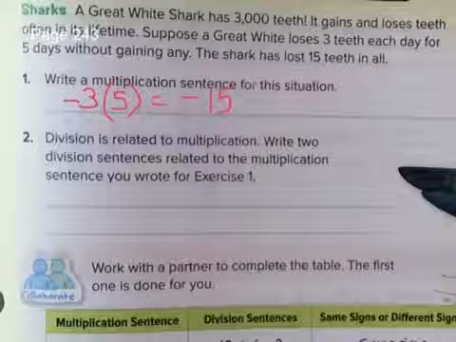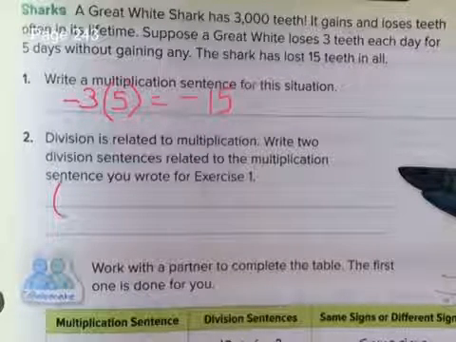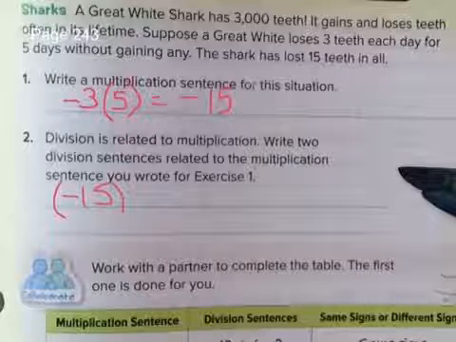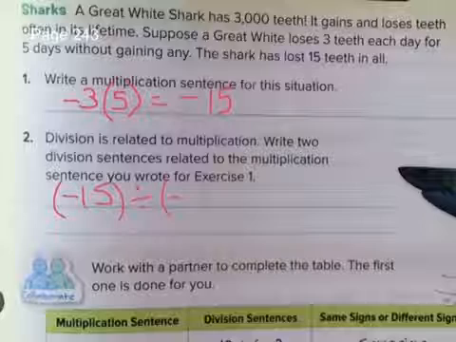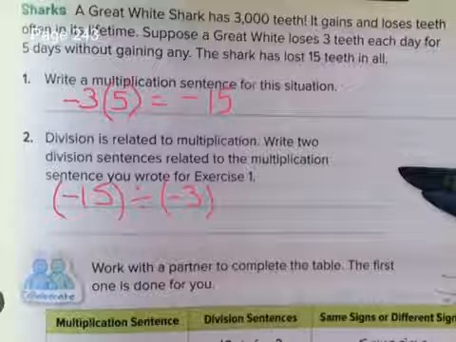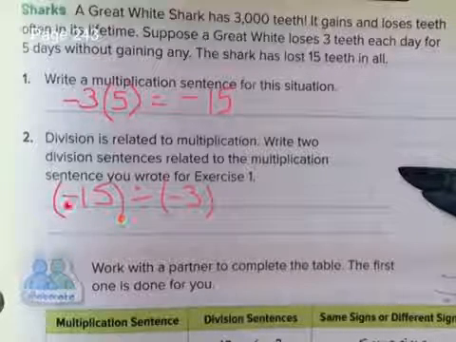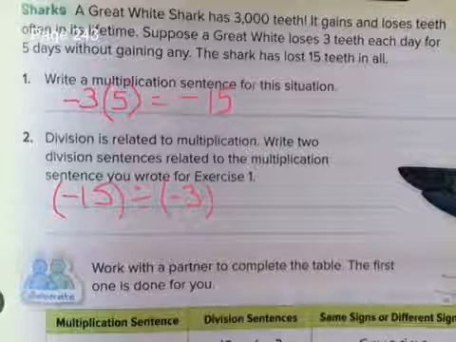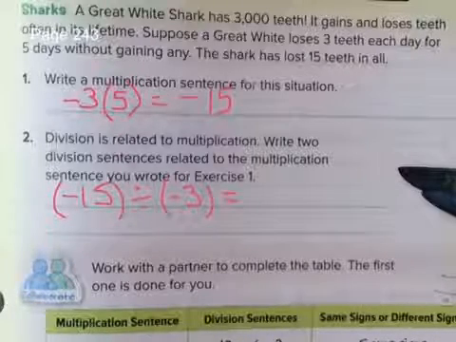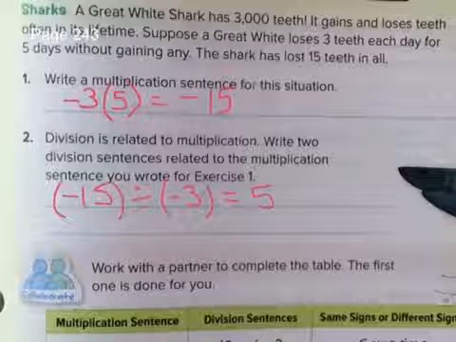So let's do that. I'm going to take that negative 15 and I'm going to divide it by negative 3. So now I'm dividing like signs, you see? Negative and negative. So when I divide a negative by a negative, I will get a positive. So I get just simply positive 5.